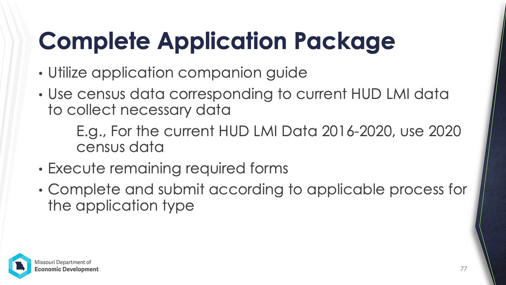Once the planning process is complete, there are a few additional housekeeping items to take care of. Our application companion guide includes step-by-step instructions on how to pull the remaining required data from the census website. Please use the census data corresponding to the current HUD LMI data. For example, the current HUD LMI data covers 2016 through 2020, so we ask that you use 2020 census data to report various demographic data on the application. Links to required forms are available on our website. Once the application package is complete, please submit according to the applicable process for the application type.